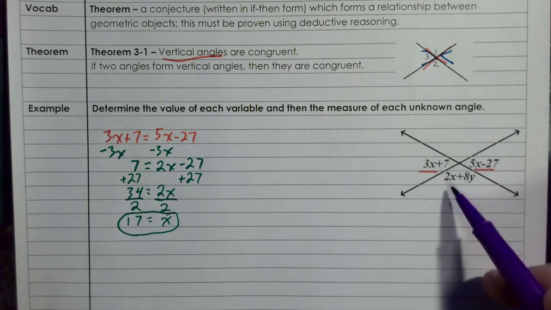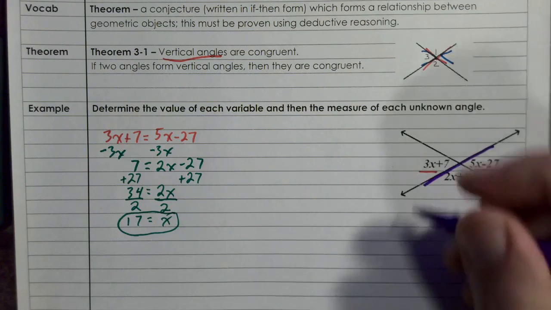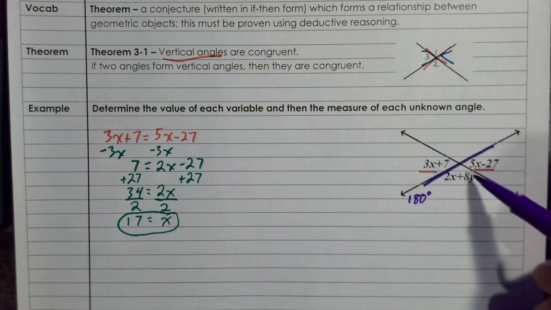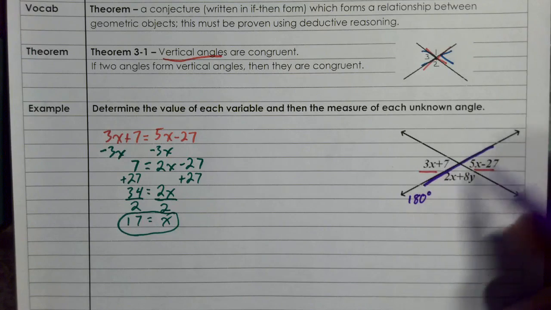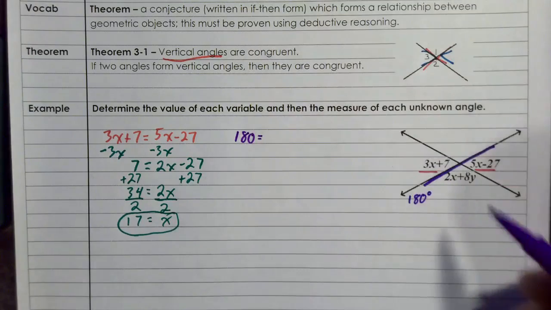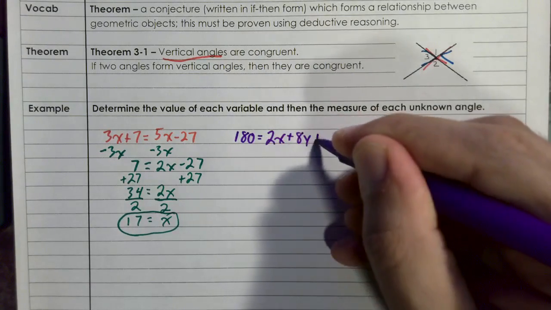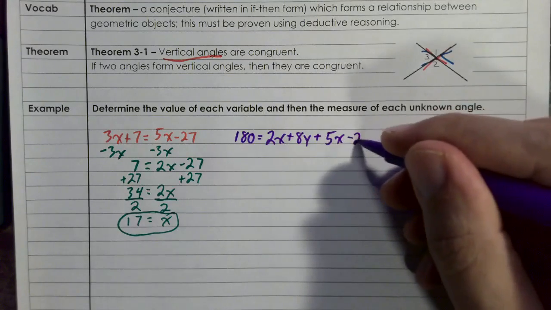Next, we've got these two angles that are right next to each other. These two angles form a line, so that line has got to be 180 degrees. They're also supplementary angles. So we could also say, hey, if we add those two bits together, it should equal 180. We'd have the same thing if we went off of this line, but I want to make another equation so I can make that y. So I'm going to use these two. I could have used these two. So we've got 180 equals this 2x plus 8y, plus this 5x minus 27.